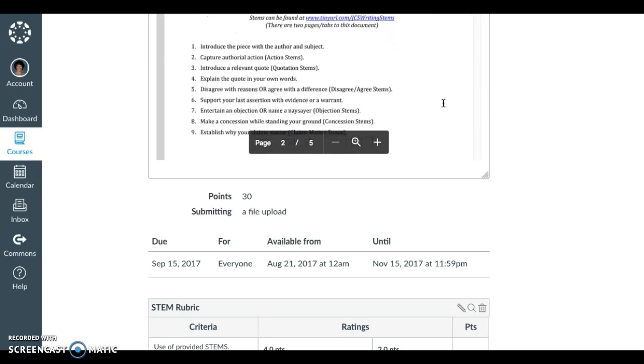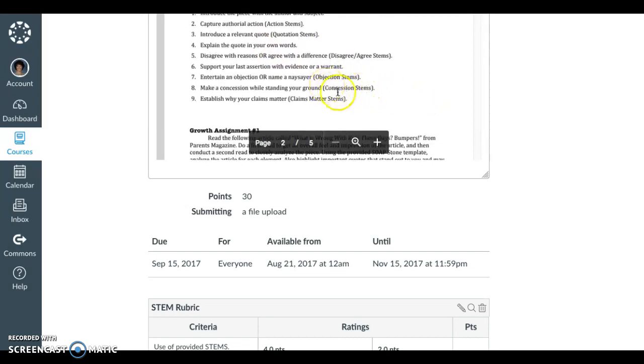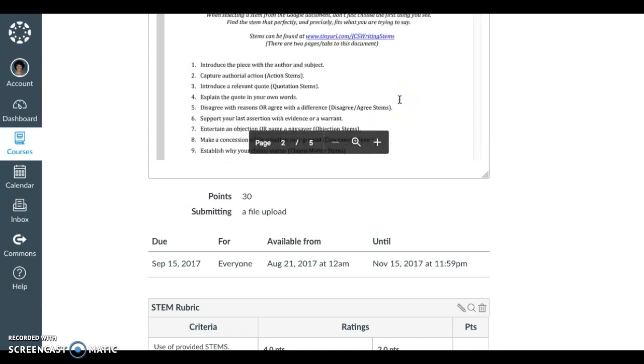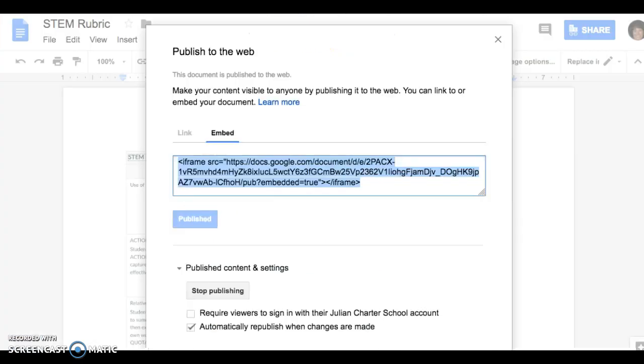You have to follow what's called stems. There's an action stem, a quotation stem, a disagree, agree stem, an objection stem, a concession stem, and a claims matter stem. Where can you find these stems that will help you write your paper? It's right on this link. So you'll click on this link, and I actually have already opened it up.